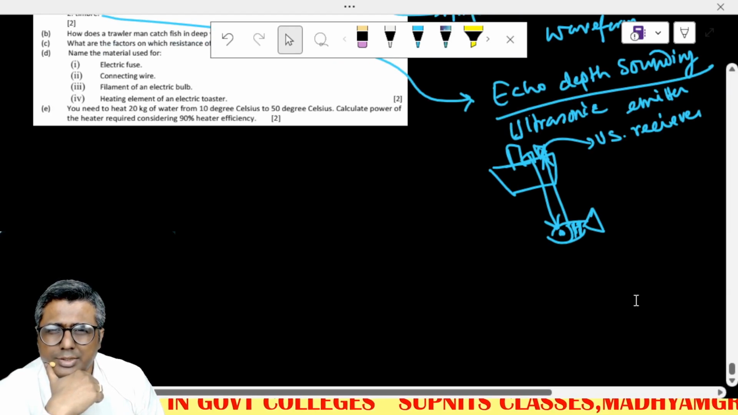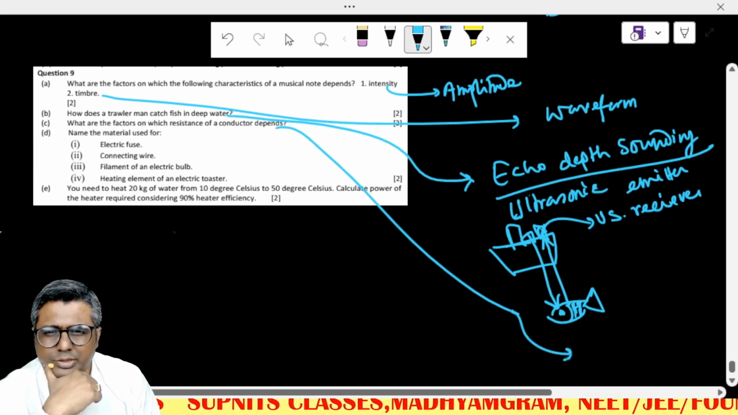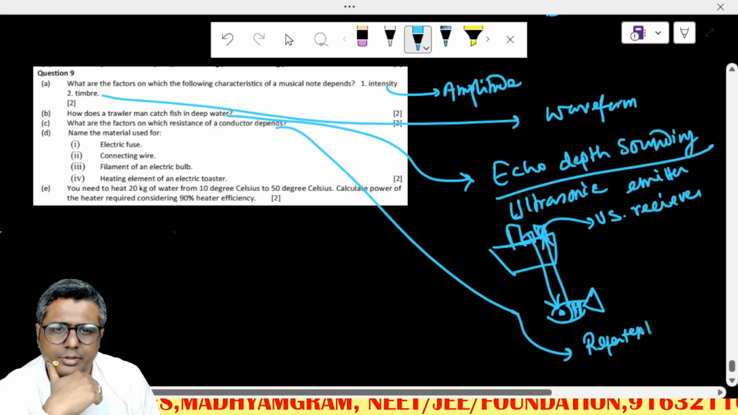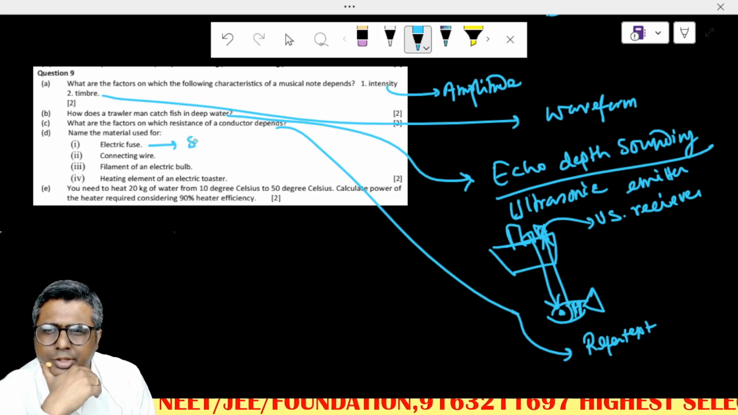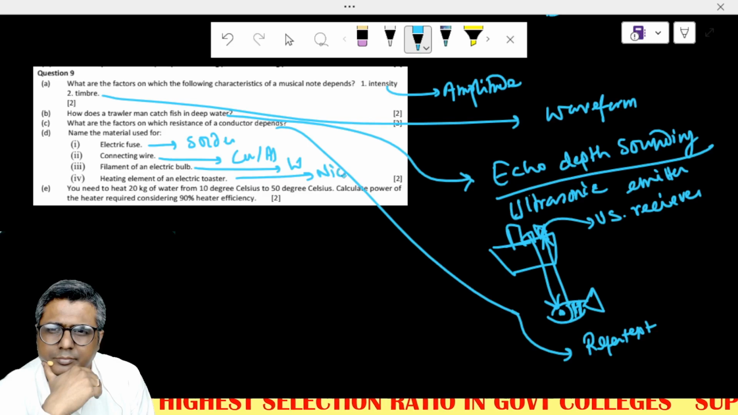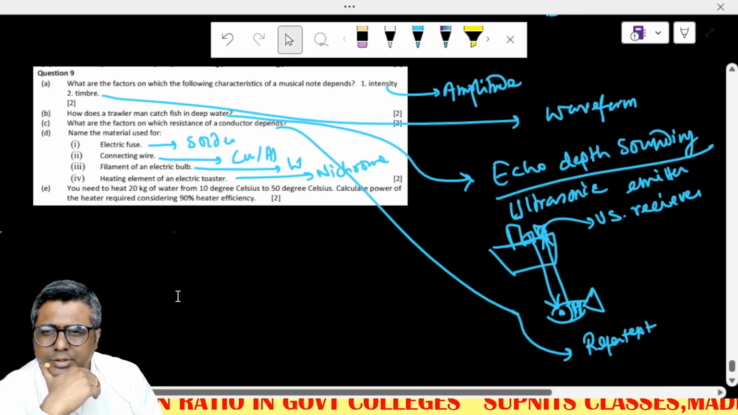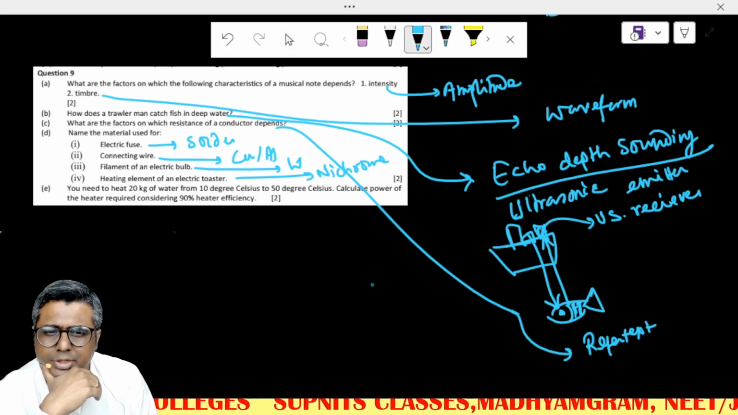What are the factors on which the resistance of conductor depends? So this one I'll say you can go through the book, this is pretty factual stuff, so please refer the text for this. Material used for electric fuse: solder. Copper or aluminium: tungsten, nichrome.